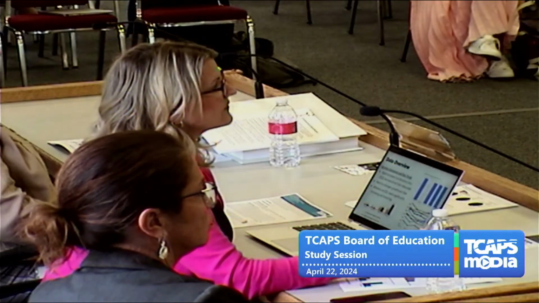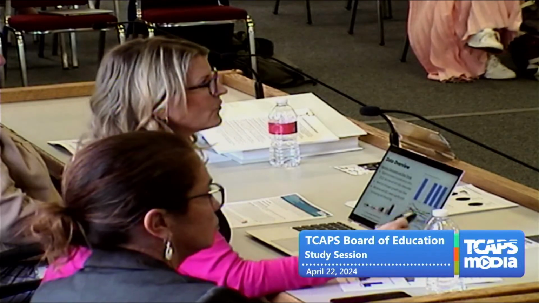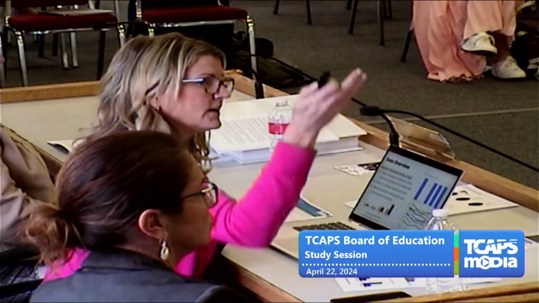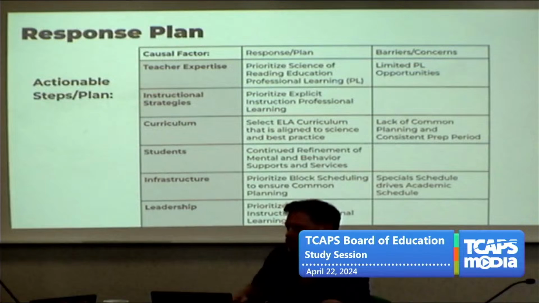And we really have looked at those causal factors to determine how are we going to make those gains. So what you see is the causal factor listed, and then what our priority response will be. So for teacher expertise, if you think back to when we were first discussing causal factors, I said the single greatest thing that influences student learning is building the capacity and expertise of teachers. So one of our big overarching priorities is focused on professional learning.